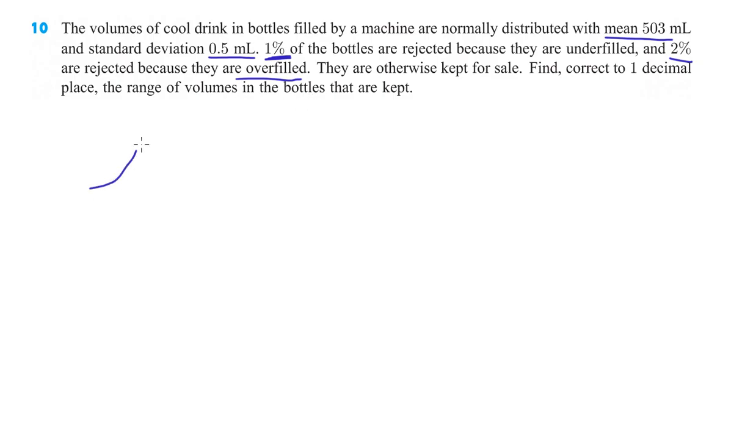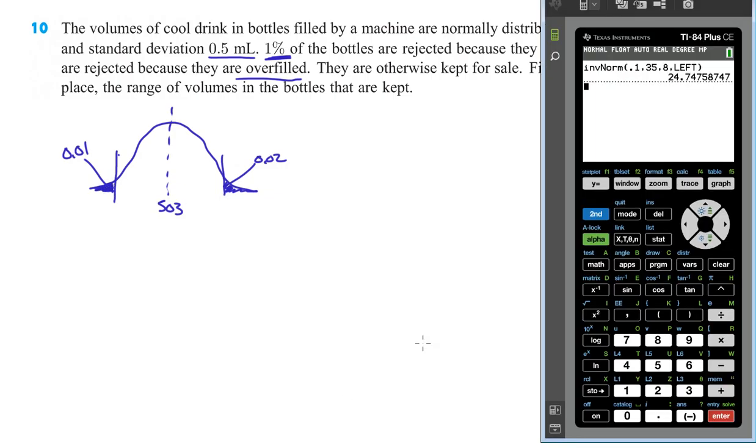Okay, so again, I think it's handy to draw a picture on this here so we can see what's going on. Here's our mean of 503. And what we're trying to find is 1% of the bottles are rejected because they are underfilled. So we want to find this amount here. This is 1%, that's 0.01. And then we also want to find this value here, which is 0.02, the top 2%. Okay, so we want to find these two values. Now, to find this one here, pretty straightforward. Just like what we've been doing before.